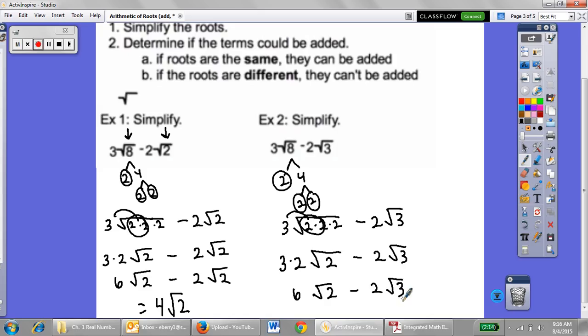So now we can go back and read what it says up here. It says, if the roots are the same, they can be added. If the roots are different, they can't be added. And this should really be added or subtracted. The roots are different, a 2 and a 3. So we need to leave this as our final answer, and it can't be simplified any further.